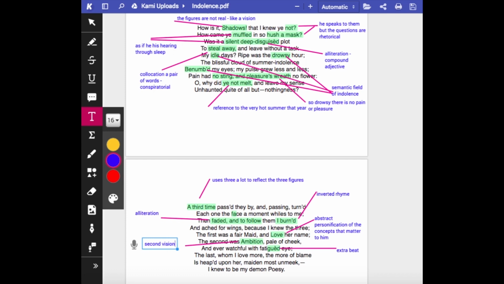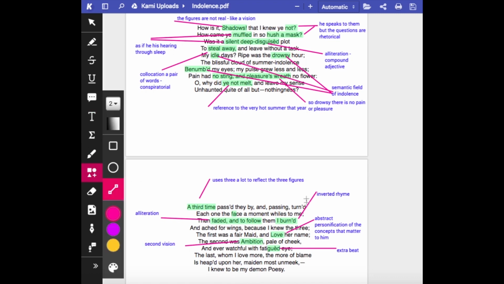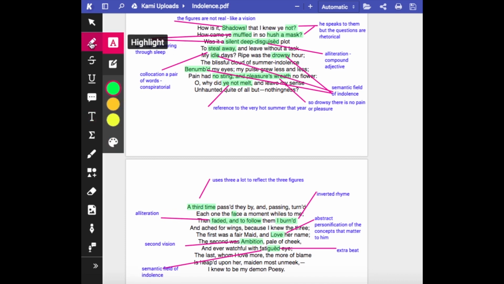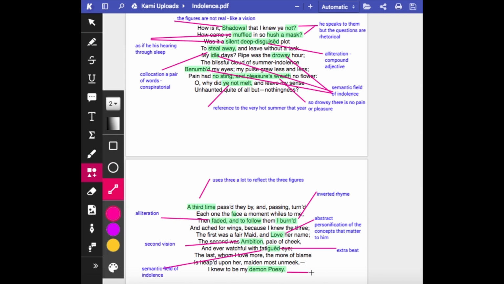And then we see fatigued eye. Fatigued gives a little bit of extra beat. That's for the iambic pentameter. And it's also part of the semantic field of indolence and tiredness and laziness, which is crucial to this poem, which makes us all the time think we're going to go to sleep ourselves. And then finally, the demon poesy. By that he means poetry. The third figure is personified as poesy, and that's his most difficult muse, if you like.